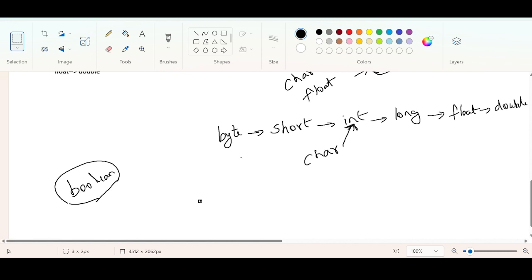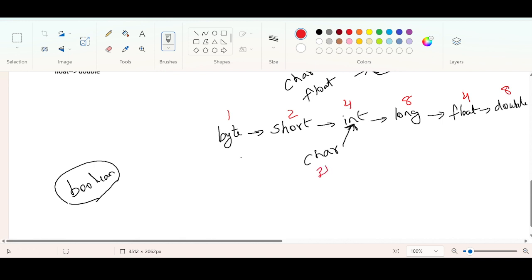Right now, in this case, we have 7 data types. When you talk about this, we know this is 1 byte, 1 byte. This is 2 bytes of memory, 4 bytes of memory, 8 bytes of memory, 4 bytes of memory, 8 bytes of memory, and this is 2 bytes of memory.